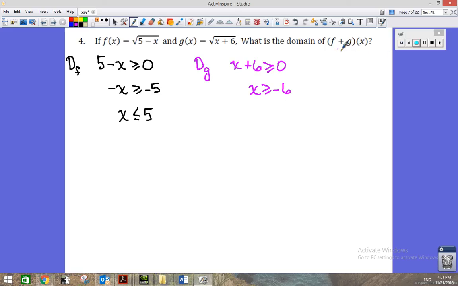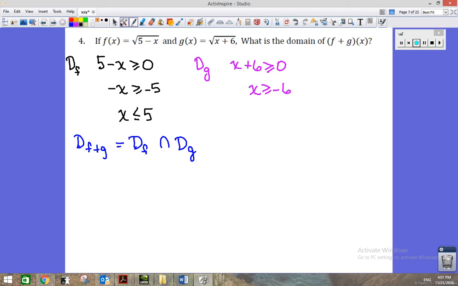Now, to find the domain of f plus g, I need to take the intersection of these two sets. The domain of f plus g is going to be the domain of f intersected with the domain of g. Those are the symbols that you would see, although we don't need to write these out. We don't need to include that in our final answer. But if you're looking at an outside resource, either other videos or textbooks, you would see this idea of intersection written probably like that.